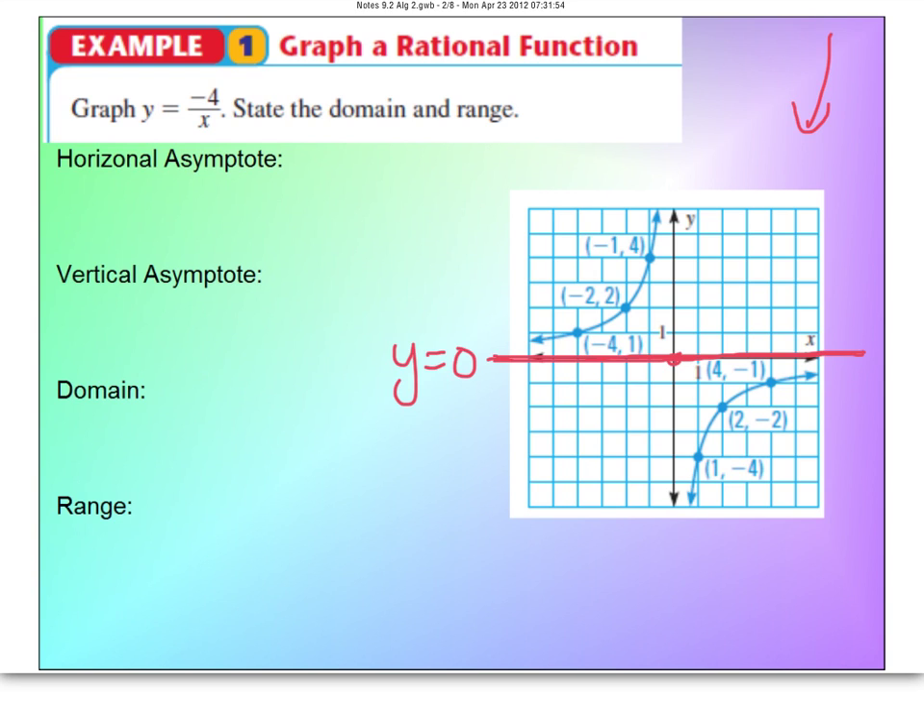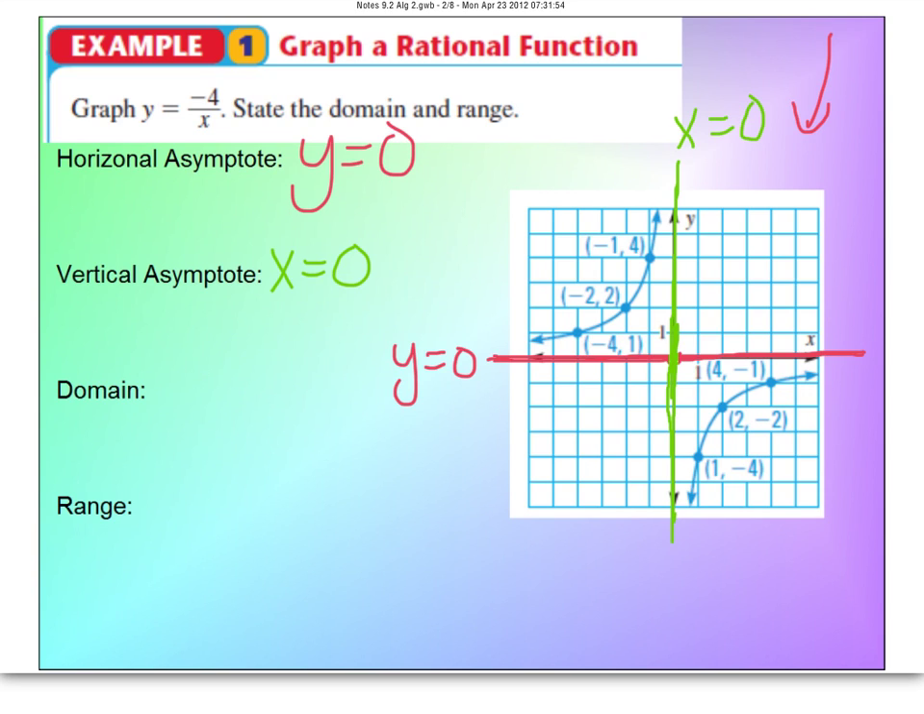Now, let's try to find the vertical asymptote. There's this vertical line the graph gets really close to but doesn't cross. Again, notice this vertical line crosses at the x-axis and it crosses at the number 0. So the equation is simple. It's x equals 0. So I'll write that the vertical asymptote is x equals 0. The horizontal was y equals 0.